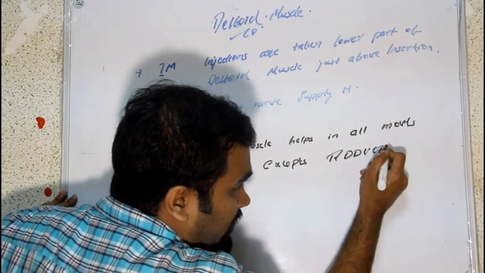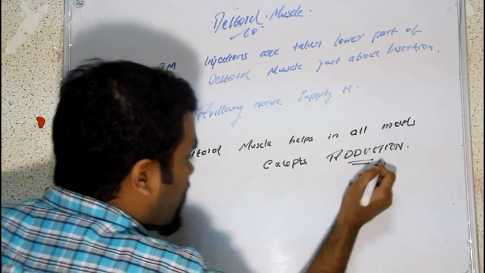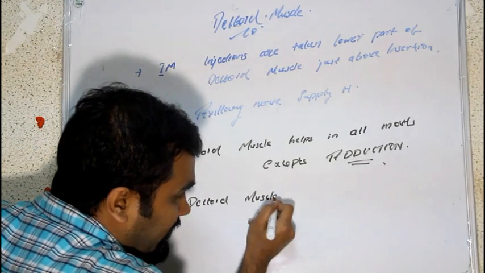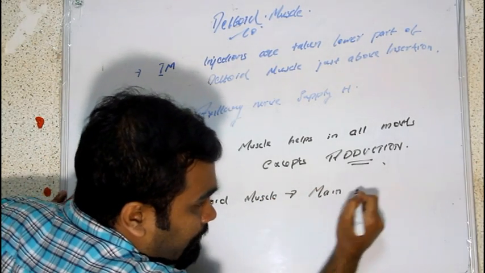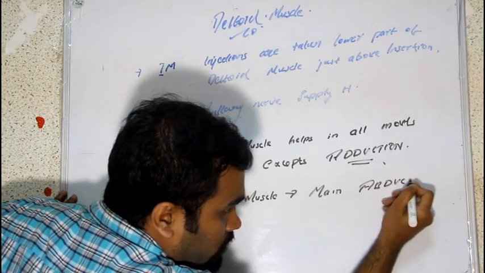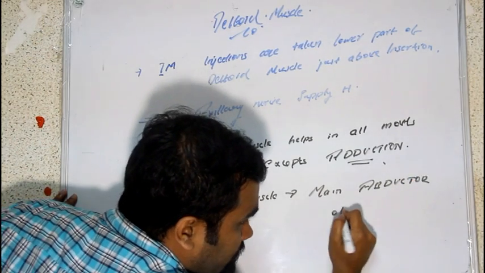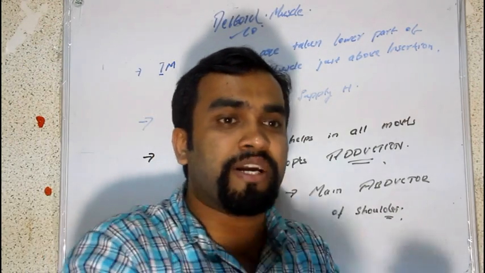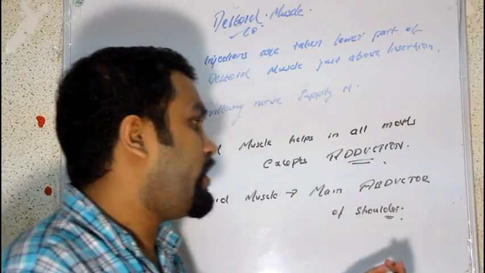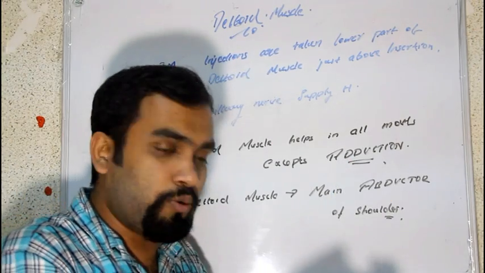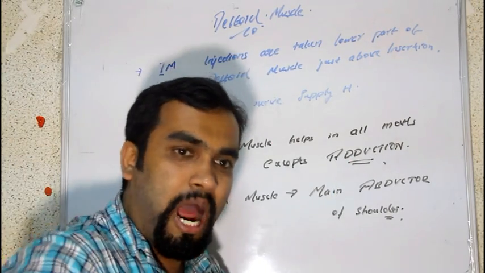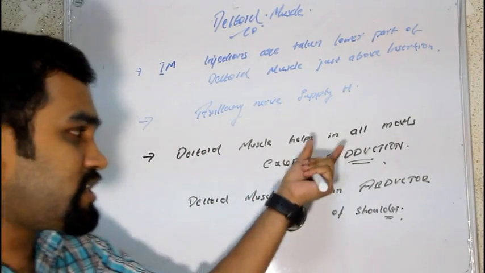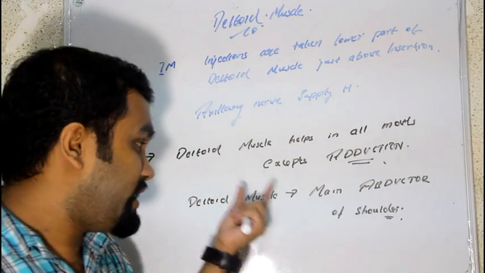This is very important. The deltoid muscle is the main abductor of the shoulder joint. So if an MCQ comes, which is the main abductor of the shoulder, the muscle is the deltoid. So it doesn't do the movement adduction. What is adduction? Towards the body, right? Abduction means away from the body. So this abduction is done by the deltoid. There is no adduction. Okay, so this is the abductor.